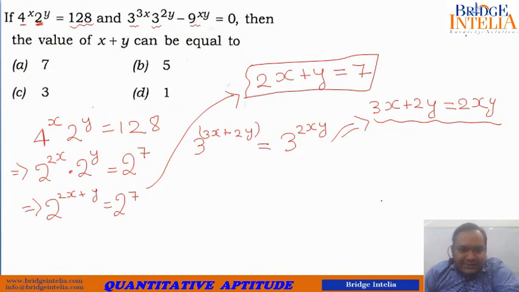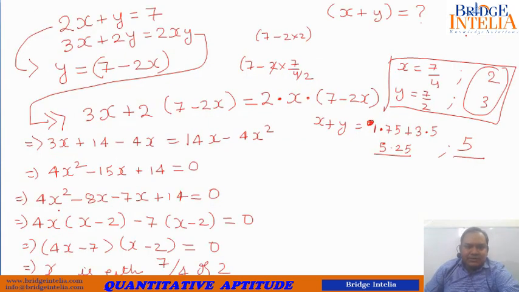So that's why they are asking you what x plus y can be equal to. They are not asking you what it is equal to, because two possible values are there, one of which is equal to 5. So this is the correct answer. So now let's move to the next one.